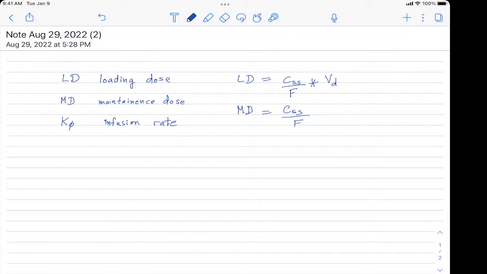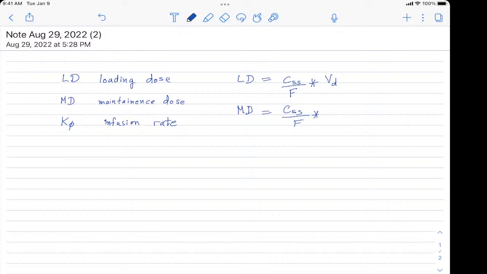So nothing has changed much between loading dose and maintenance dose. What changes now is that it's not about the potential of the body. I'm not trying to pile in all the possible drug I can into you. I'm not loading you up anymore. I'm trying to maintain you, right?